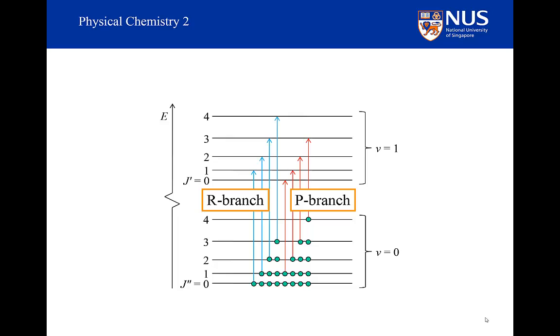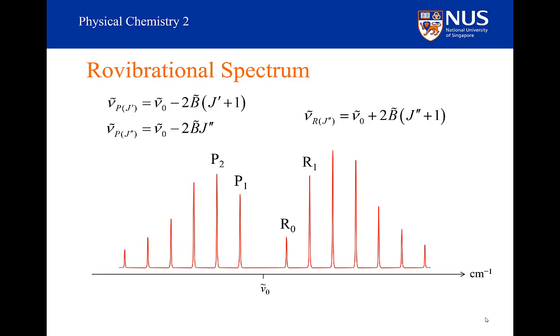So now that we know what the frequencies are for the P branch and for the R branch spectral lines, we can predict the structure of the rovibrational spectrum. Here is the rovibrational spectrum predicted by our expressions for the spectral line frequencies for transitions in the P and R branches. Note the gap I spoke about, which occurs at the fundamental frequency. The first line at higher frequencies is part of the R branch, and we identify it as R0 because it is associated with the J equals 0 to J equals 1 transition.